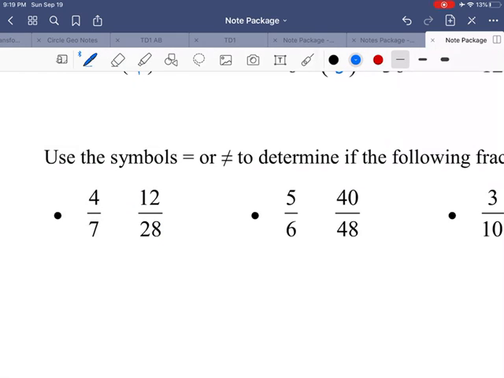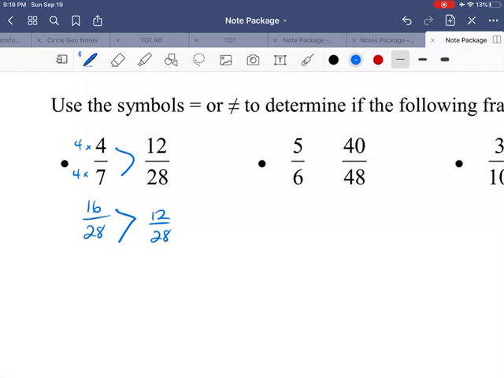All right, let's convert them to the same denominator. So we're going to look at this piece here. How do we go from 7 to 28? And that's going to multiply this part by 4 and multiply that by 4. So 16 over 28 versus 12 over 28. Which one is greater? That one is. And if you want to check the decimals, 4 divided by 7 is 0.57-ish, and 12 divided by 28 is 0.42-ish. Okay?